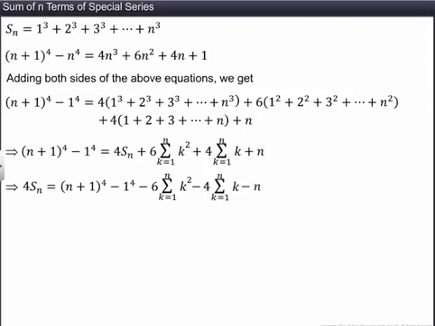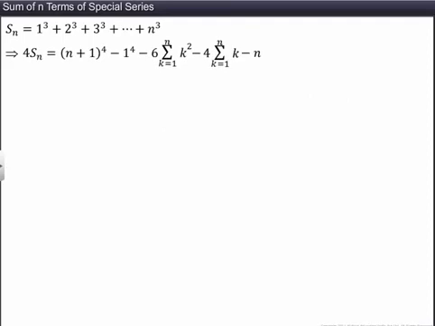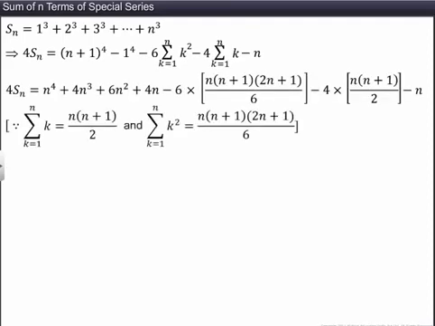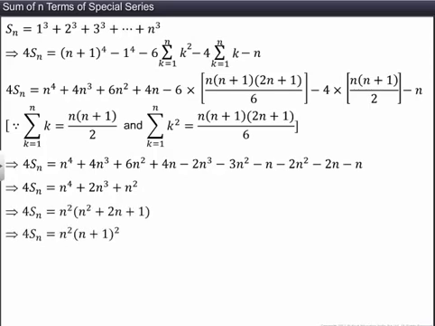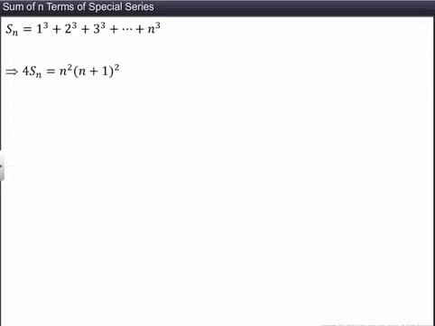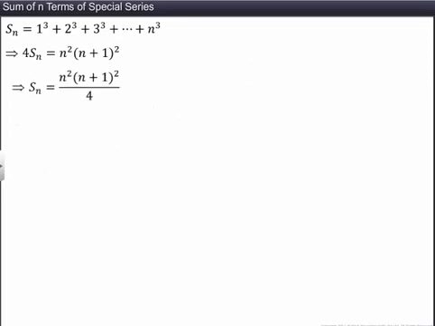Now, let's substitute the values of the sum of the squares of the first n natural numbers and the sum of the first n natural numbers. On simplifying, we get 4Sn is equal to n raised to the power of 4 plus 2n cube plus n square, or 4Sn is equal to n square into (n plus 1) whole square, or Sn is equal to n square into (n plus 1) whole square whole divided by 4. This implies Sn is equal to [n into (n plus 1) divided by 2] whole square.